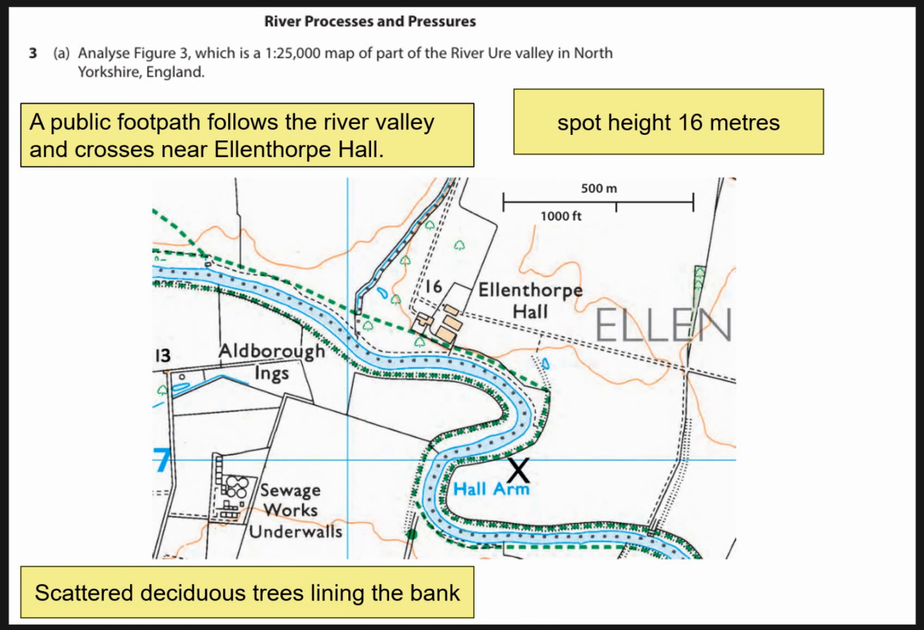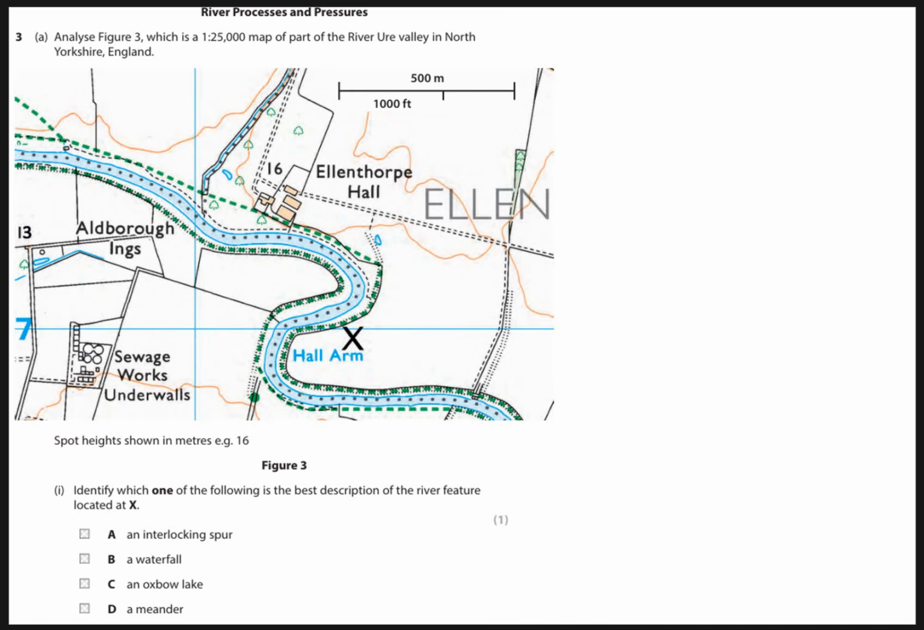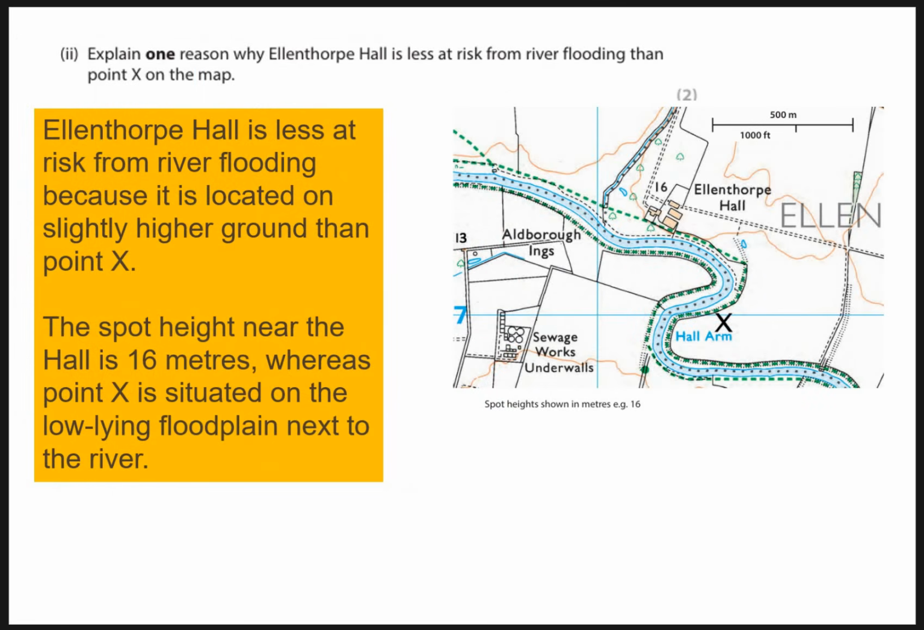Okay, let's have a look at the question now. Identify which one of the following is the best description of the river feature located at X. Nice easy question for our river questions here. That's a meander. Okay, next one.